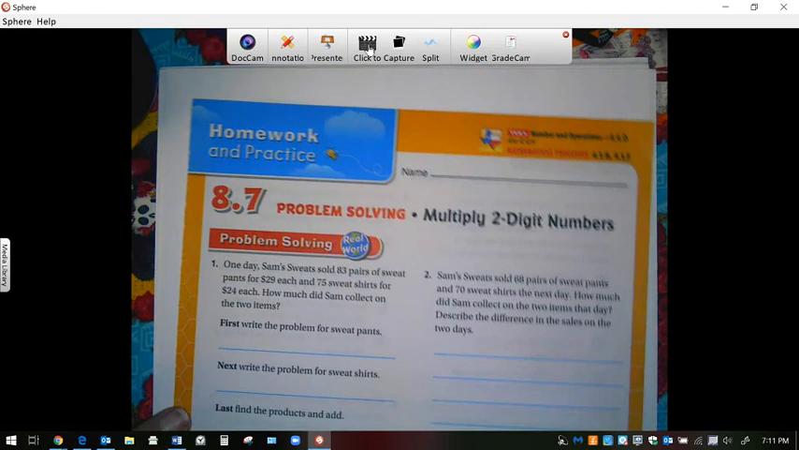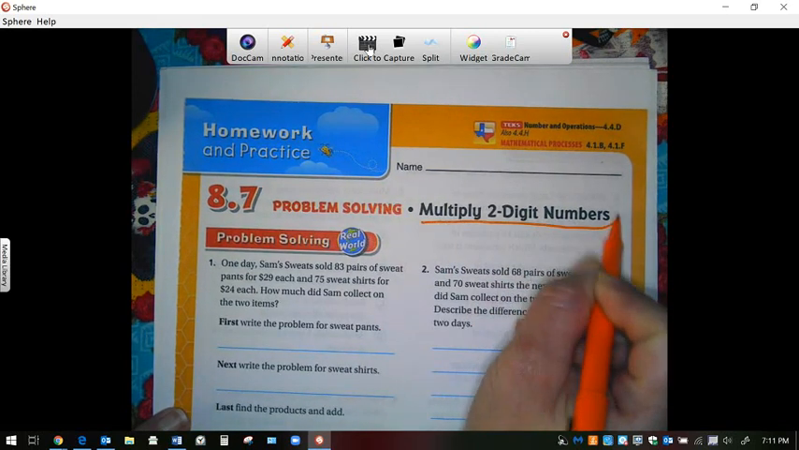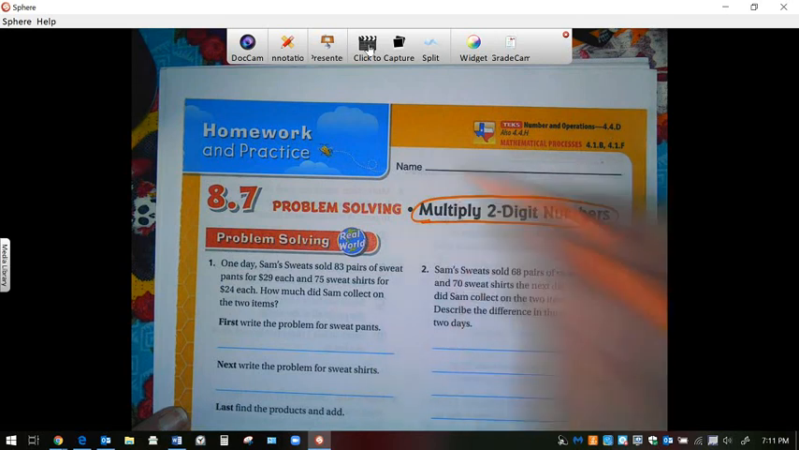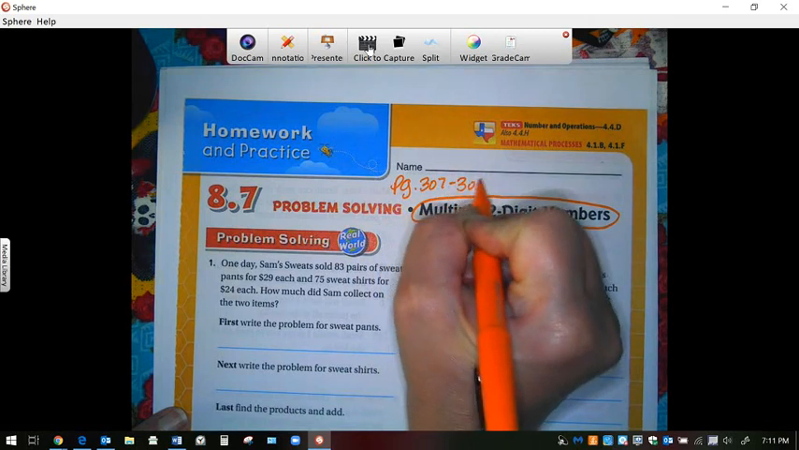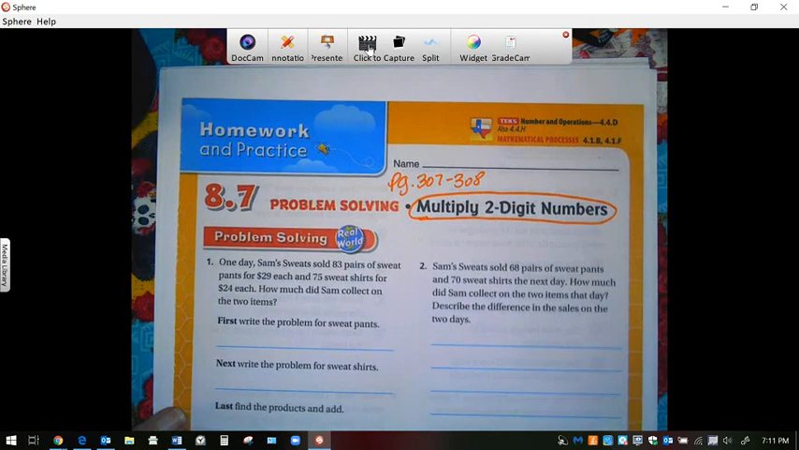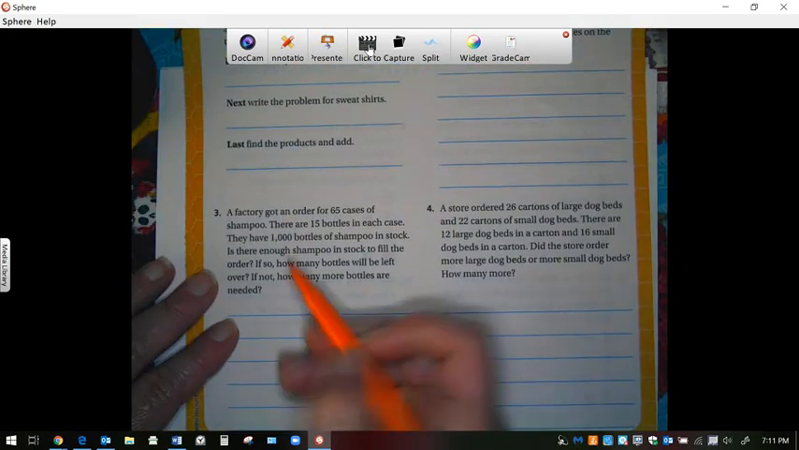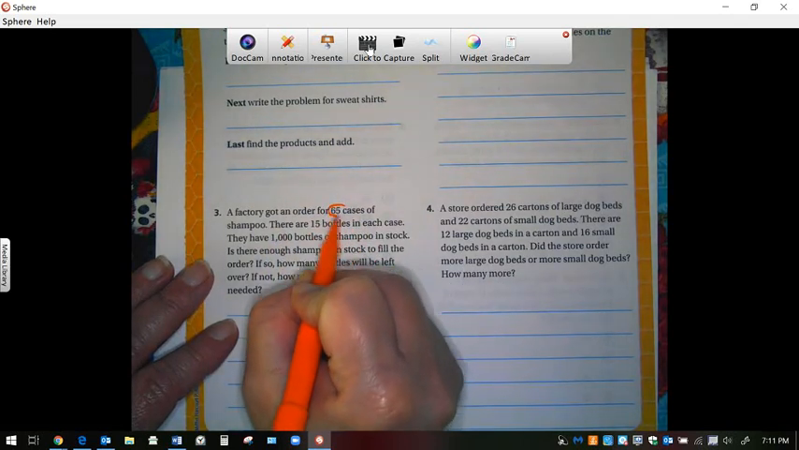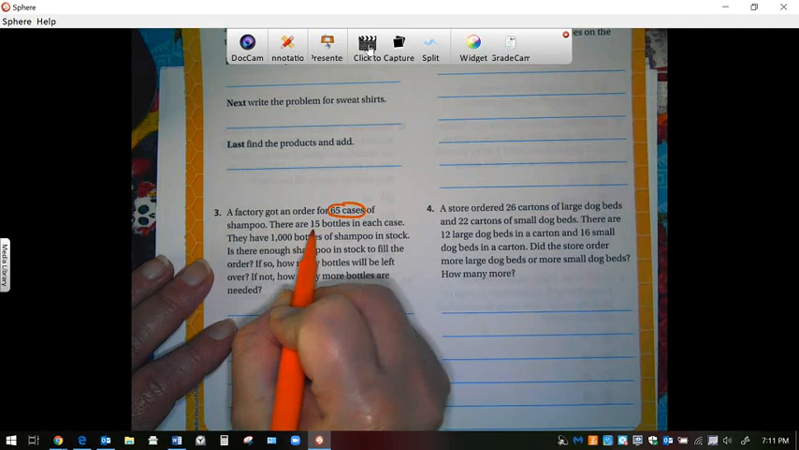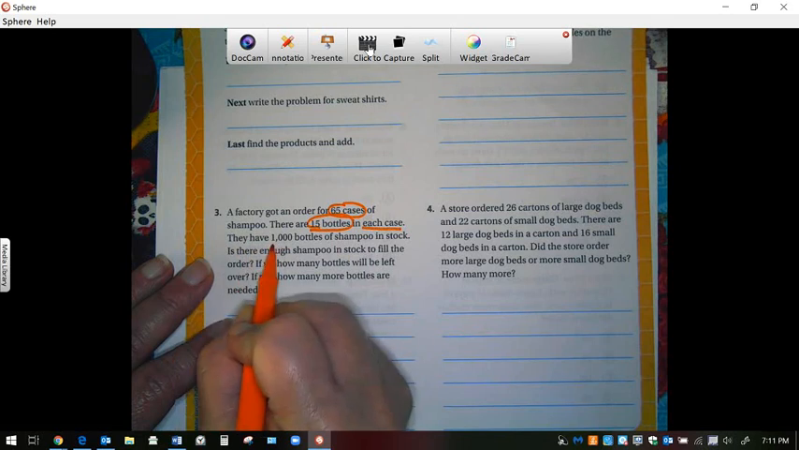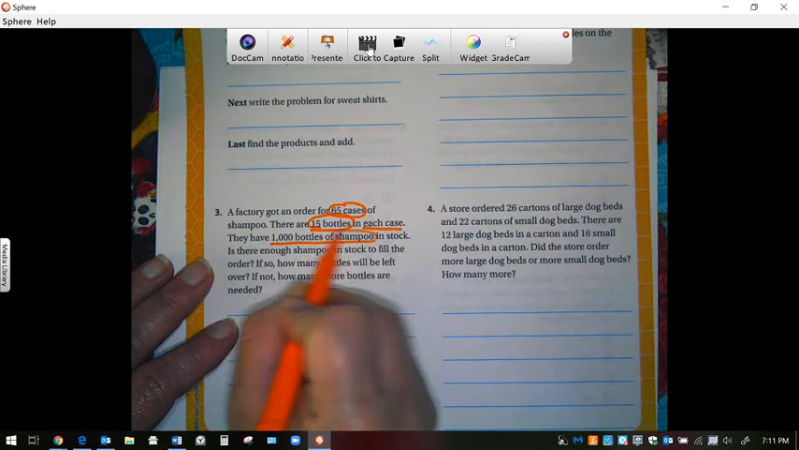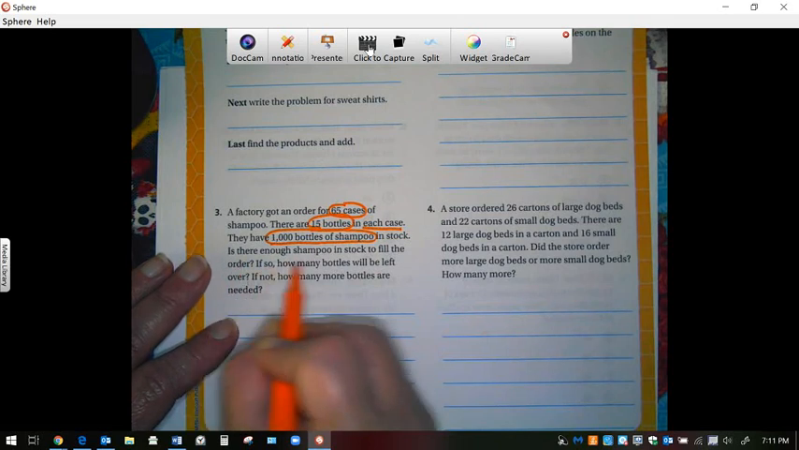For math this week, we are going to be working on problem solving, multiplying two-digit numbers, and this is in your Go Math book, page 307 and 308. We are going to start by looking at number 3, and number 3 says, a factory got an order of 65 cases of shampoo. There are 15 bottles in each case. They have 1,000 bottles of shampoo in stock. Is there enough shampoo in stock to fill the order?